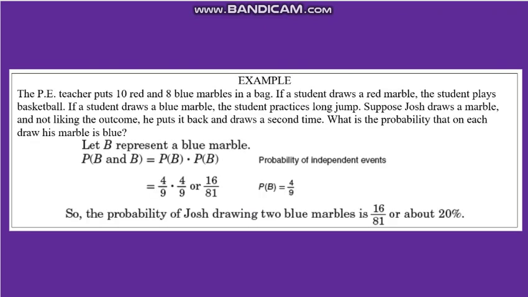So first, let's look at this scenario. The PE teacher puts 10 red and 8 blue marbles in a bag. If a student draws a red marble, the student's going to play basketball. If they draw a blue marble, they're going to practice long jump. Josh draws a marble. He doesn't like what the outcome is. He puts it back and draws a second time. We're going to find the probability that on each draw his marble is blue.